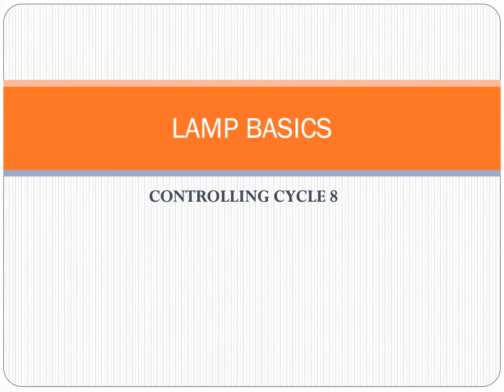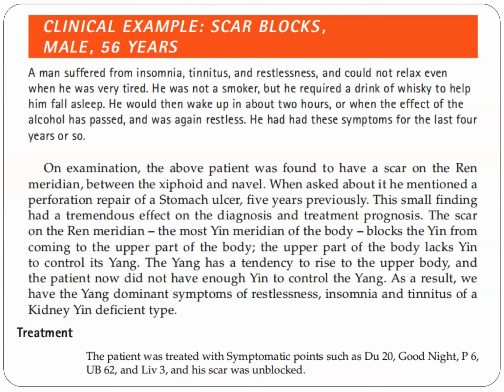Okay, we continue again with lump basics, controlling cycle, Part 8. We have here a clinical example, scar blocks of a male 56 years old. A man suffered from insomnia, tinnitus, and restlessness, and could not relax even when he was very tired. He was not a smoker, but he required a drink of whiskey to help him fall asleep. He would then wake up in about 2 hours, or when the effect of the alcohol has passed, and was again restless. He had these symptoms for the last 4 years or so.